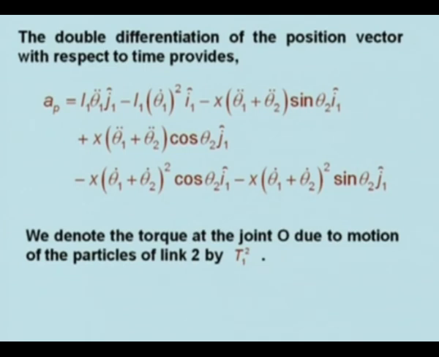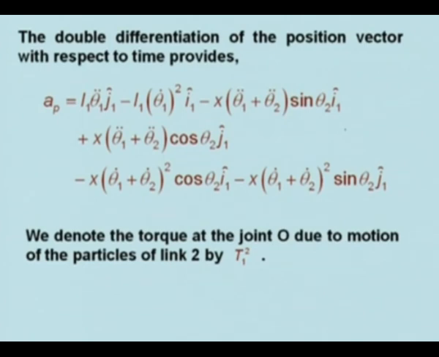Then the differentiation will give this expression: AP is equal to L1 theta 1 double dot J1 minus L1 theta 1 dot square I1 minus x (theta 1 double dot plus theta 2 double dot) sin theta 2 I1 plus x (theta 1 double dot plus theta 2 double dot) cos theta 2 J1 minus x (theta 1 dot plus theta 2 dot) whole square cos theta 2 I1 minus x (theta 1 dot plus theta 2 dot) whole square sin theta 2 J1. Now this is the expression we have got.